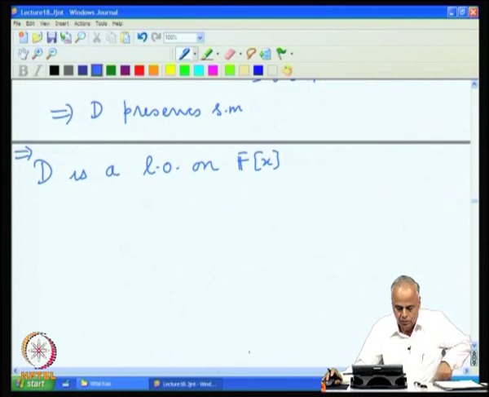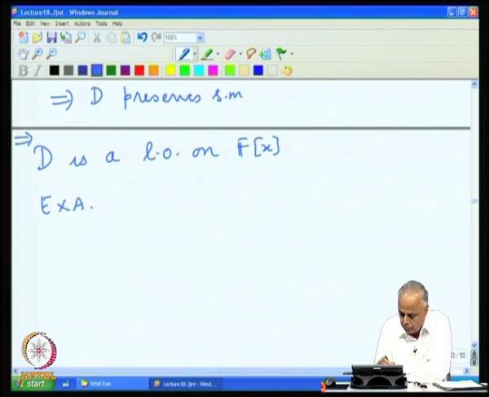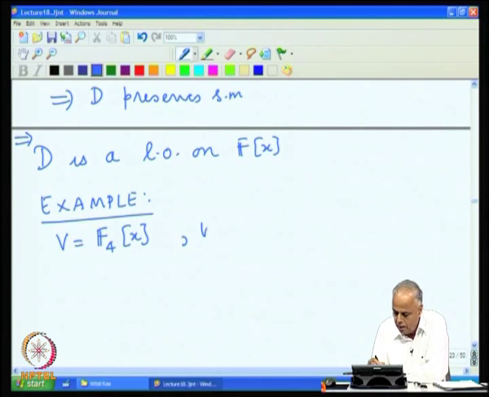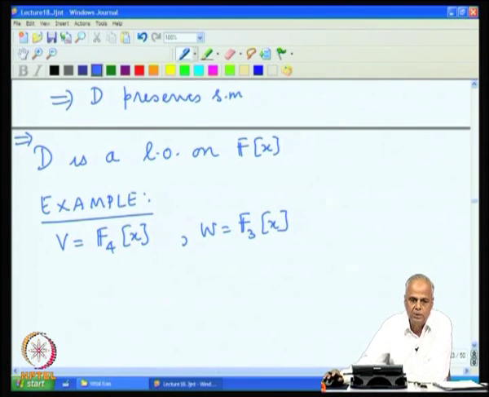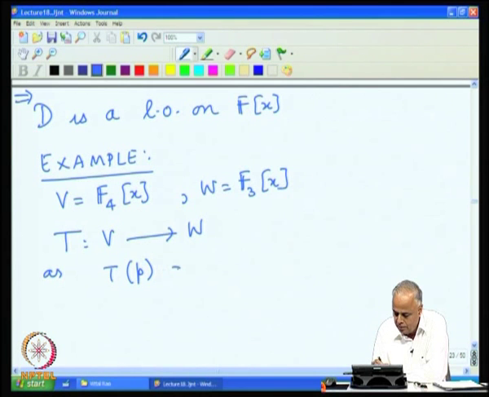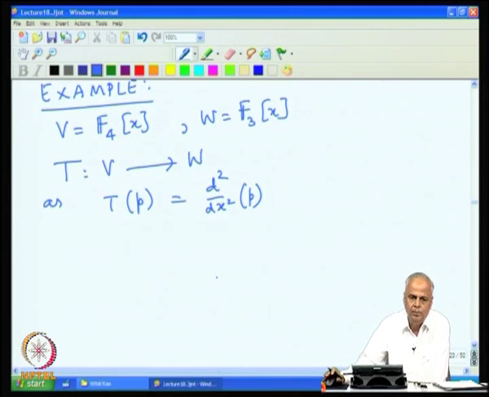Now we have one more example. We will extend this differentiation operator. Now, we take V to be F_4[x] and W to be F_3[x]. The space of all polynomials of degree less than or equal to 4 is V, and degree less than or equal to 3 is W. Then we define T mapping V to W as T of P is the second derivative of P. Once again, the derivative splits addition and scalar multiplications are separated out. So, therefore, it is easy to see.